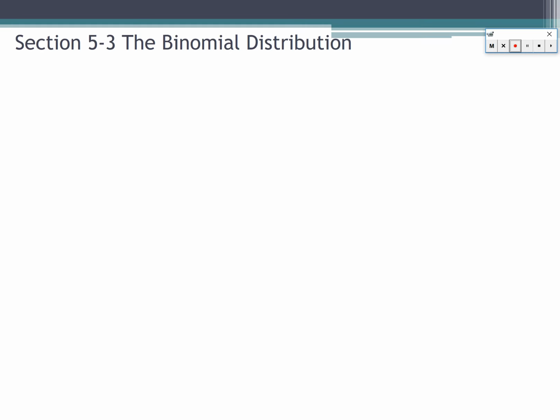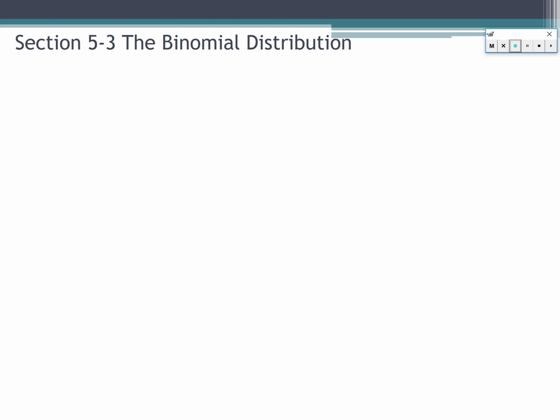So the last few classes, we've been working on probability distributions. Now today and also our next section, we're going to be focusing on specific types of distributions. So today we're going to look at what's known as the binomial distribution.